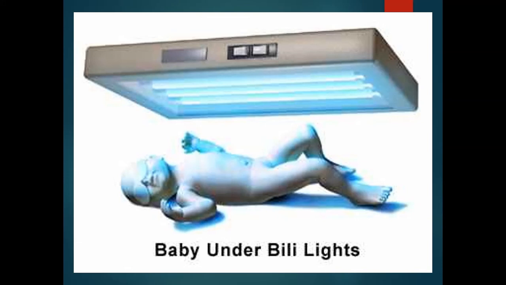The machine contains white light or blue light or even green light, emitted in a certain wavelength, and the baby underneath it will be naked with eyes covered and genitalia covered, and the baby should be turned from side to side every 2 hours. The distance from the machine should be 25 to 30 centimeters, and then the child should be given extra fluid, about 30 ml per kg. This should take 2 to 3 days continuously, and then after the level drops below the phototherapy level, you can stop it.